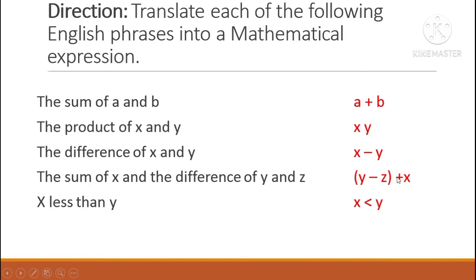And then, add it to x. So, we have the difference of y and z plus x. How about this one? X less than y. So, this is the mathematical expression of x less than y. This is the less than sign. It's an inequality, right? Okay.